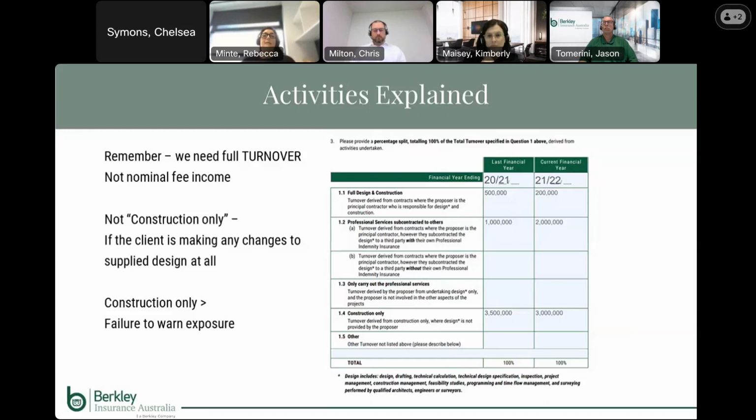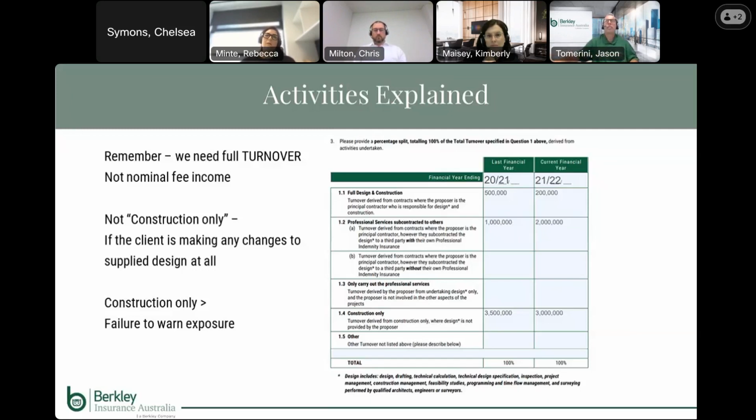So to use a claims example here, a builder was engaged to build a multi-level car park. So they built the ground floor, and then when they started building the second floor, they realized that the pylons provided on the designs given to them, the pylons on the first floor and the second floor didn't match up. So they knew that if they had followed those plans, that the building might have collapsed. They didn't warn anyone. And unfortunately, that building did collapse, and the court found that the construction-only builder was liable due to their failure to warn the principal that there was an inadequate design provided.